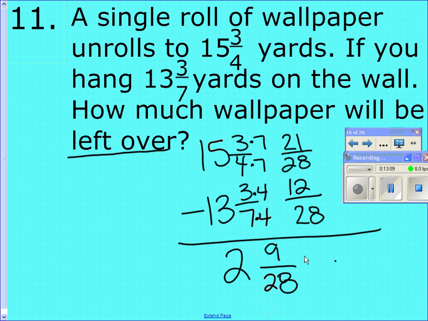Okay, so 9/28. Can anything go into 9 and 28? Well, the factors of 9 are 1, 3, and 9. Can 3 go into 28 evenly? No, it cannot. So that is your final answer, 2 and 9/28.